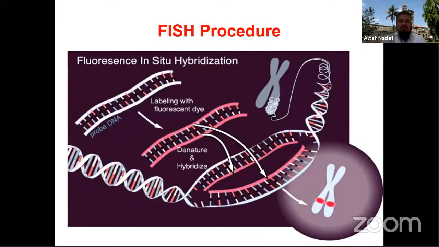This is another way of representation. You have the probe DNA, and you label it with fluorescent dye. Then you denature it. You have this target nucleic acid, which you denature and make single-stranded. The single-stranded probe will hybridize with the single-stranded target nucleic acid and bind there. Under the microscope you can observe this. The fluorescently labeled probe will fluoresce, and here you see red fluorescence.